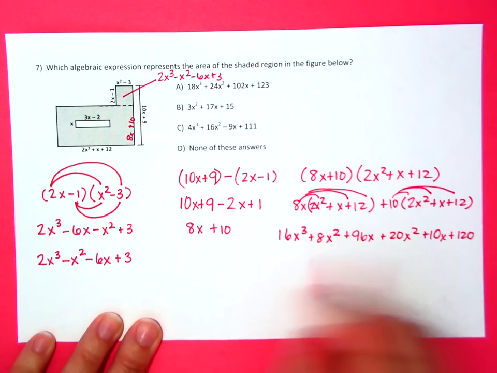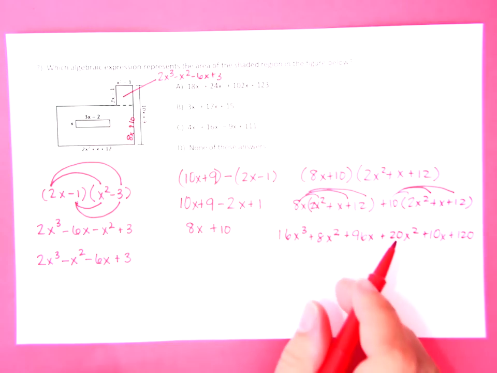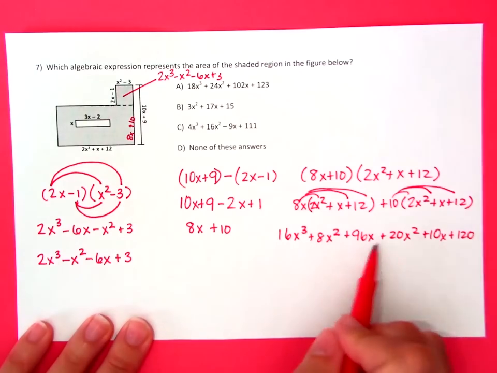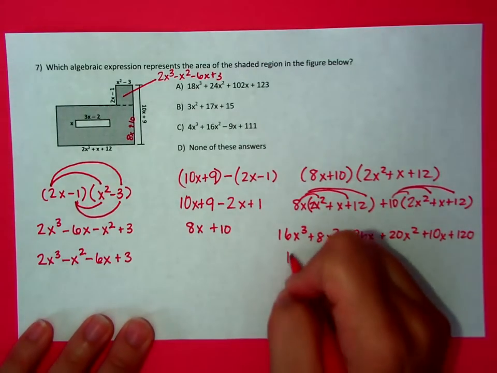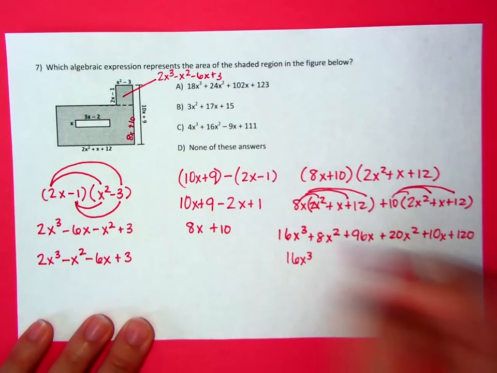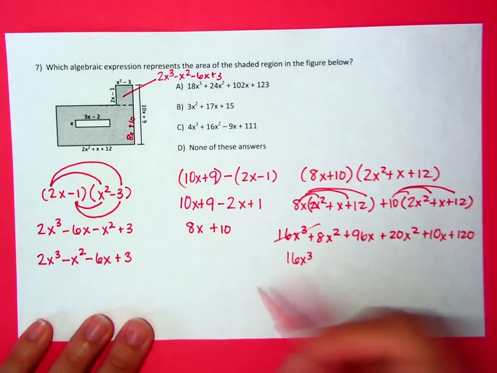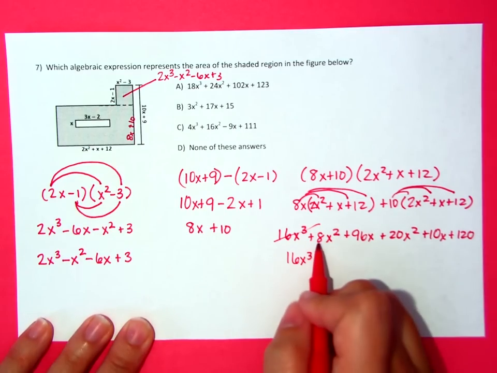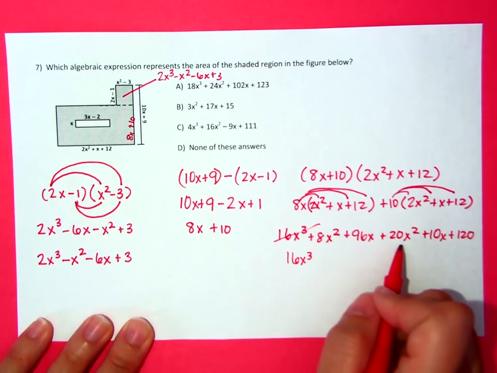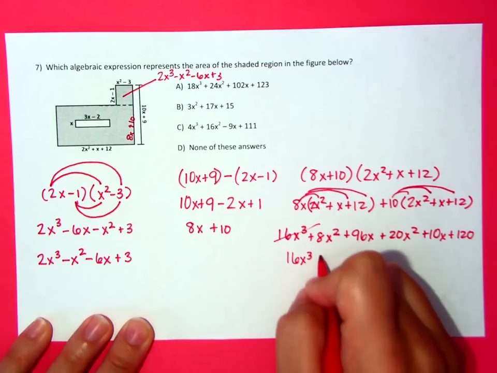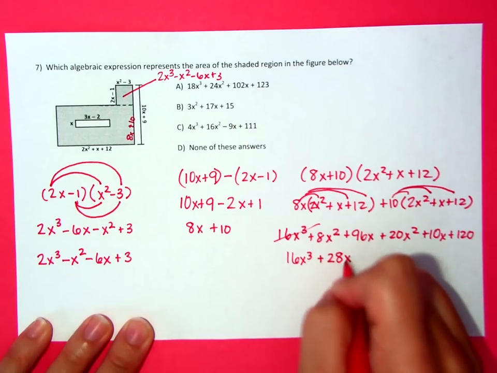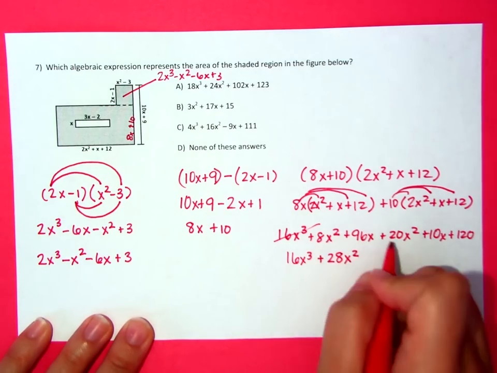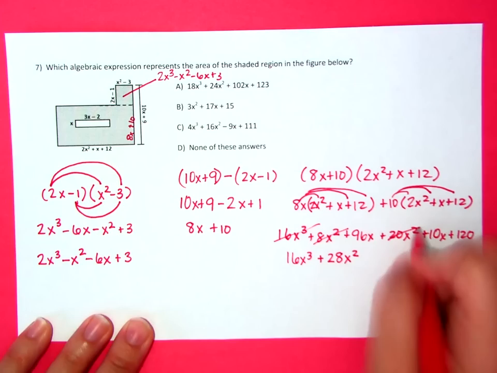So now what I'm going to do is clean this up by adding my like terms. Do I see anything else with an x cubed? No. So that would be 16x cubed, and because there's so much here, I'm going to go ahead and cross that out so I can keep organized. Let's look for the x squareds. Here I have 8x squared and I have 20x squared. So that is going to give me a total of 28x squared, because remember, we keep the base but just add the coefficients. That's those two.